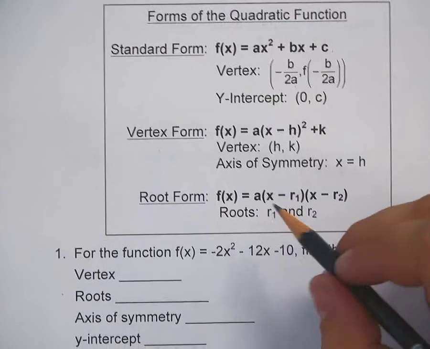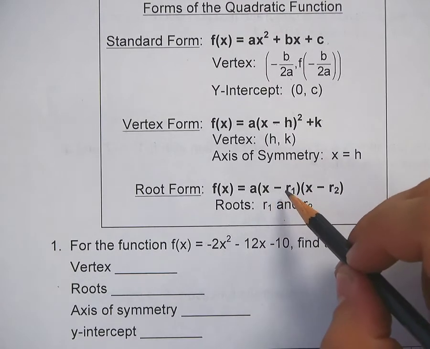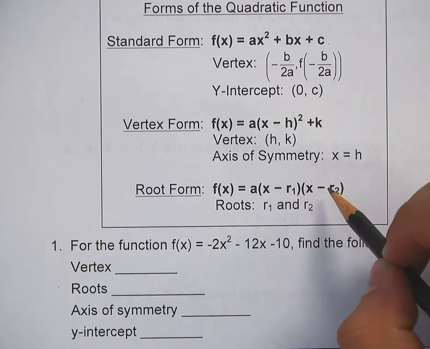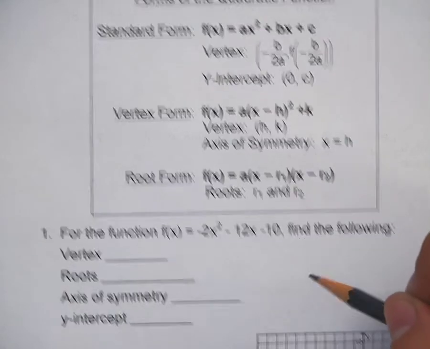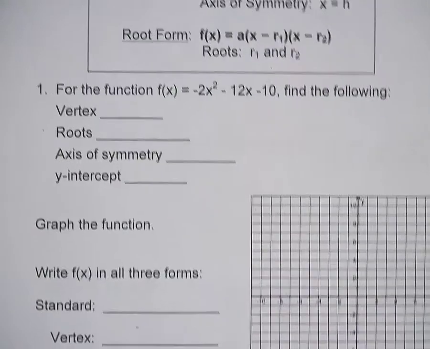Root form, a, x minus r1, x minus r2. r1 and r2 are your roots, or x-intercepts, where it touches the x-axis. That's r1 and r2. So a lot of good information we can use here.